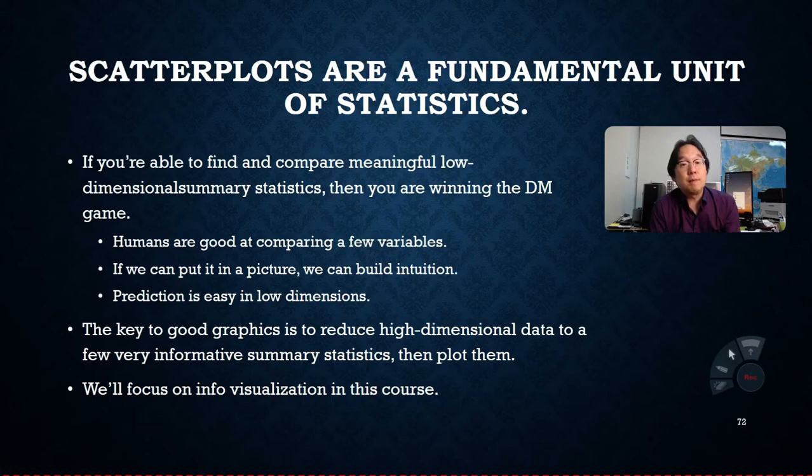Humans are good at comparing a few variables, and if we can put it in a picture, we can build intuition. Prediction is easy in low dimensions. If you bring it to higher dimensions and then hyperbolic discussions, people will fall asleep and nobody buys it. The key to good graphics is to reduce high dimensional data to a few very informative summary statistics, then plot them. We will focus on information visualization in this course.